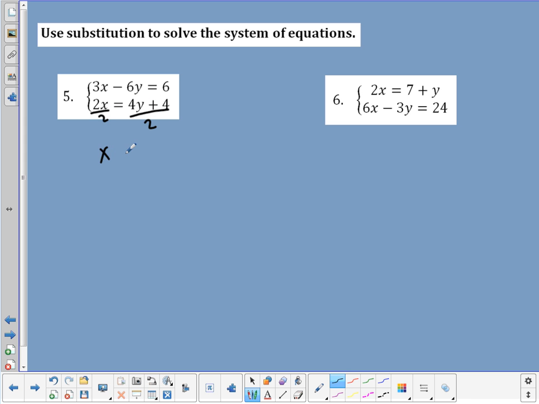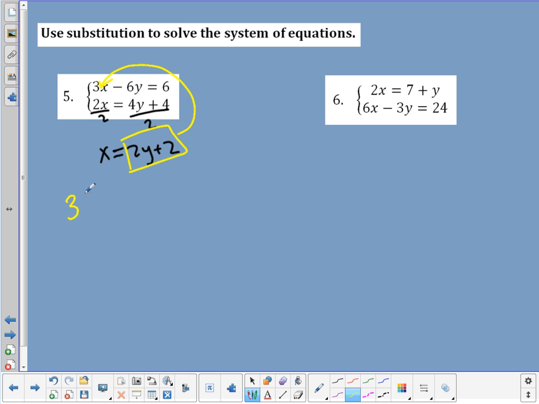I'm going to start by dividing the bottom equation by 2 because what that does is give me x by itself. Oops, that's not a 4 anymore. That's now going to be a 2. So that's what I have. I have x is equal to 2y plus 2. Now I can take this, which is equal to x, and I can plug it in right there.